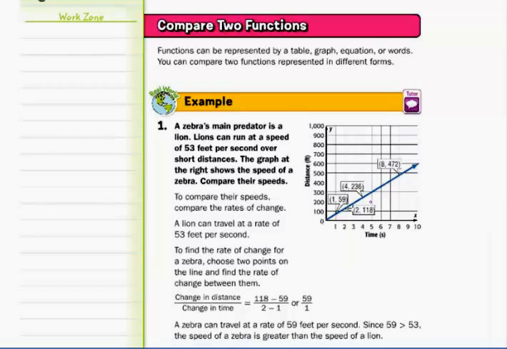Zebra's rate of change. So you can take any two of these points and do your slope formula. So they chose 118 minus 59, the change in y, over the change in x, 2 minus 1. So they got 59 over 1. So this is the zebra.